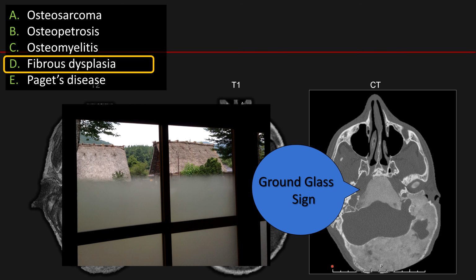For those of you who don't know what ground glass looks like, this is a picture I took in a rural village in Japan. For privacy reasons, you have this smoky appearance of the density across the glass. So it has that homogeneous, smoky glass appearance, the ground glass appearance. It looks exactly just like that. And that is really good for fibrous dysplasia.